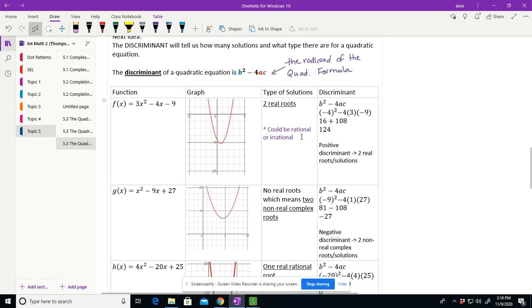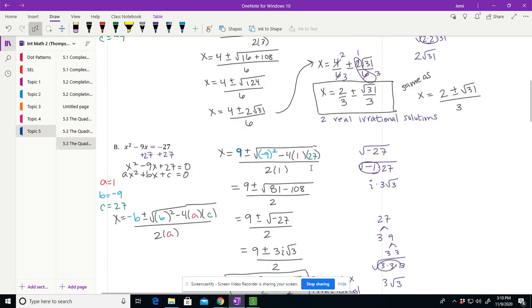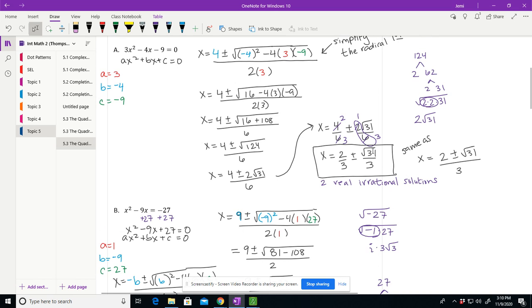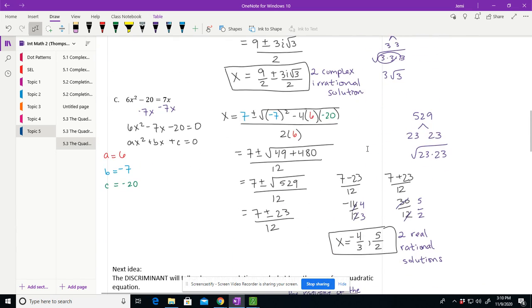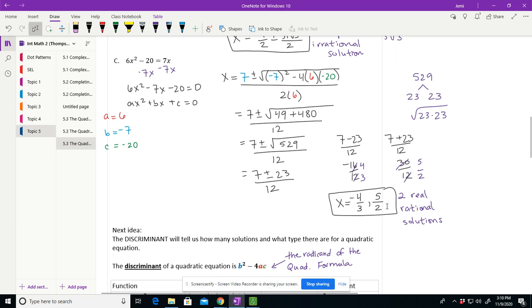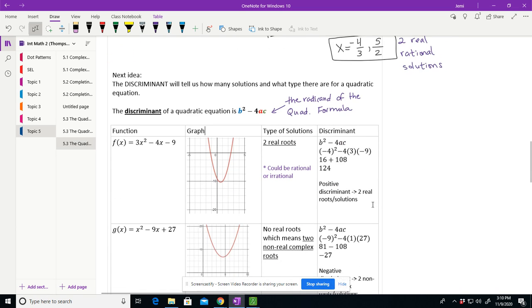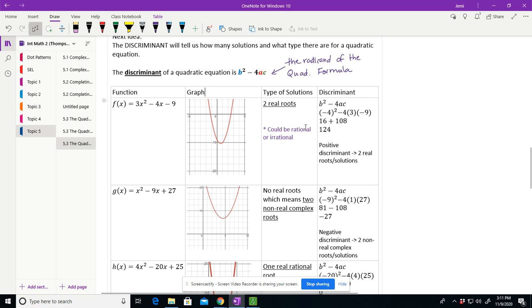Now, when I have two real solutions, they could be rational or they could be irrational. What we saw above was example A was irrational because it was left with a radical. And example C was rational because I had no radical. We'll get into that more below. But here's just an example of the discriminant, b squared minus 4ac. So I plug in b, I plug in a, I plug in c. And when I do that, I get 124, which is what I had underneath the radical in example A.